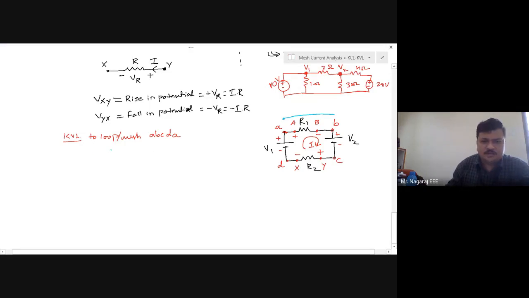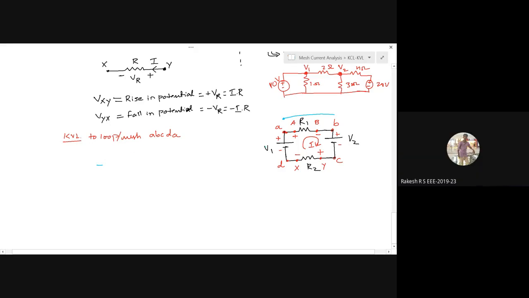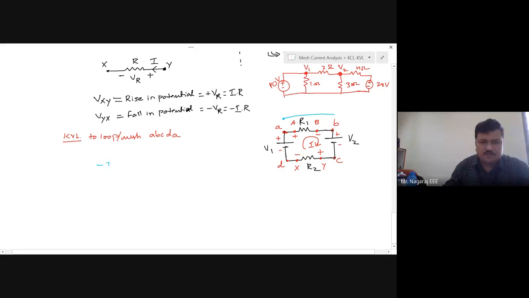So it should be taken as minus IR1. Very good. Minus IR1. You did this in the previous semester, but you should understand completely and do it. Then you will never go wrong in your life. Now, next part, tracing from B to C.